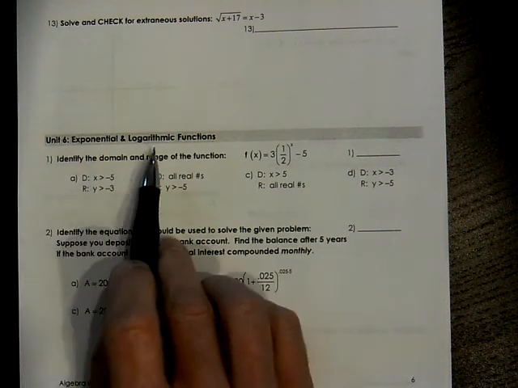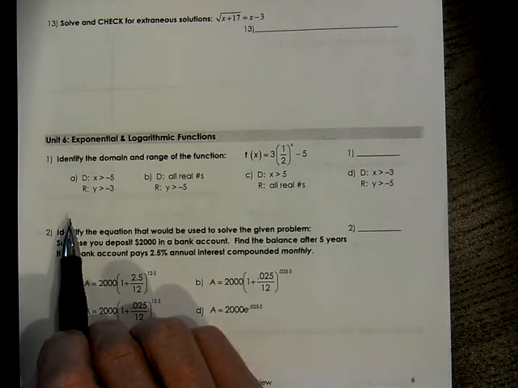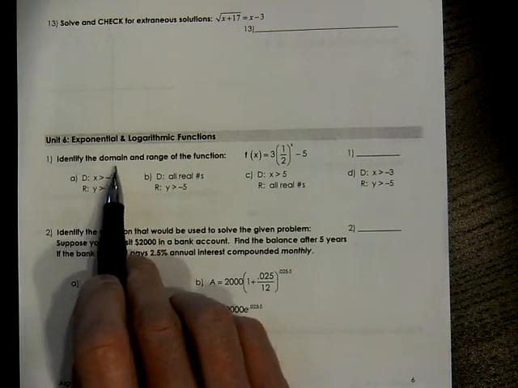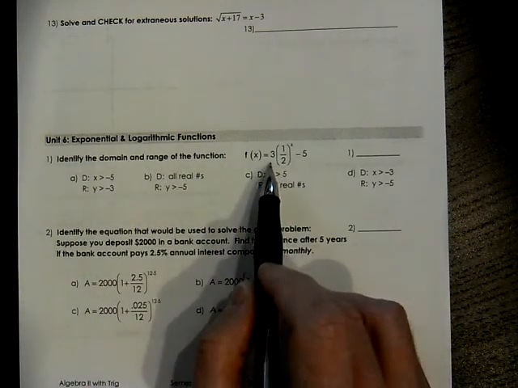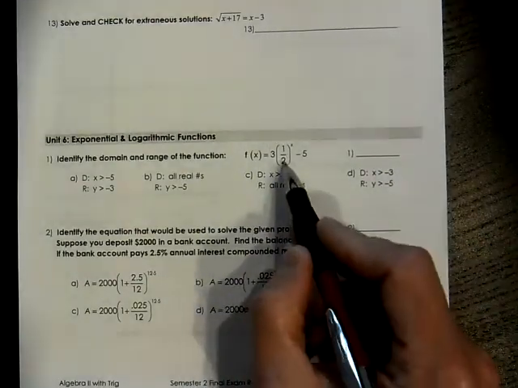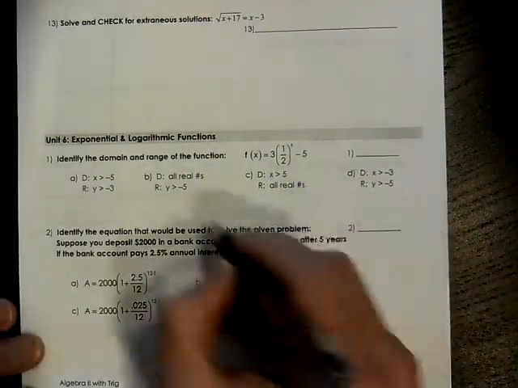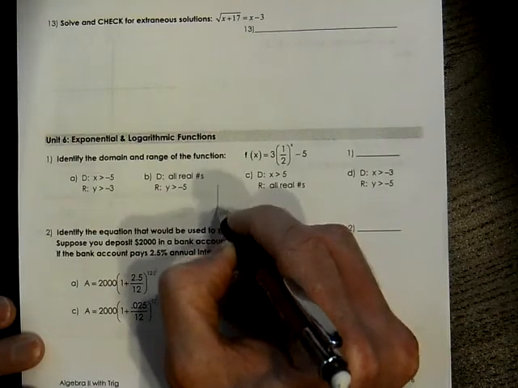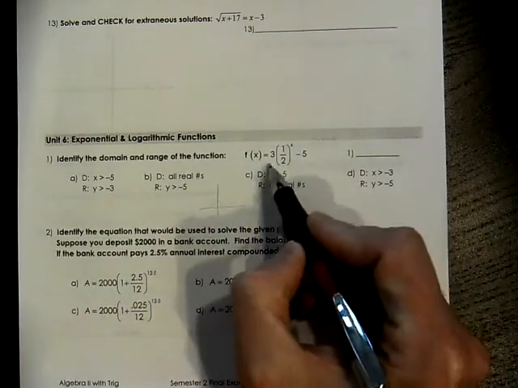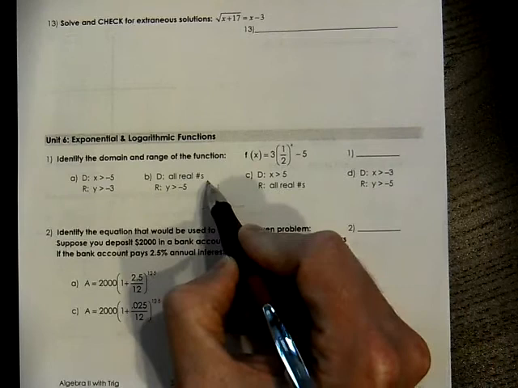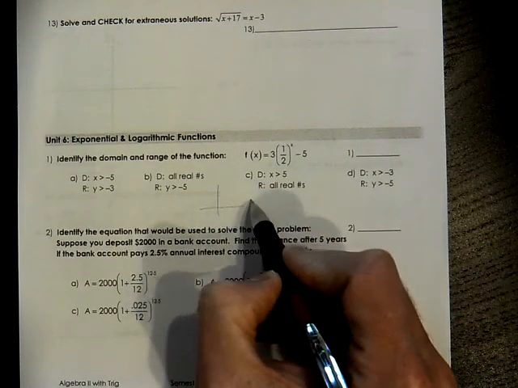This is exponential and logarithm functions for the exam review. We're going to identify the domain and the range of our function. So we see that this is exponential. It's half, so we know that it's falling.